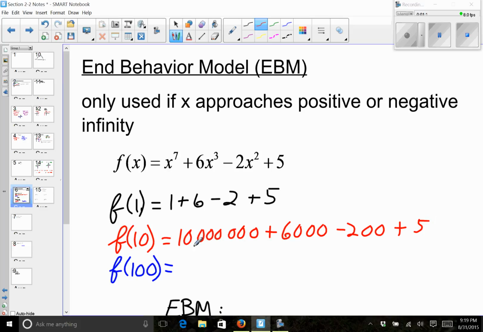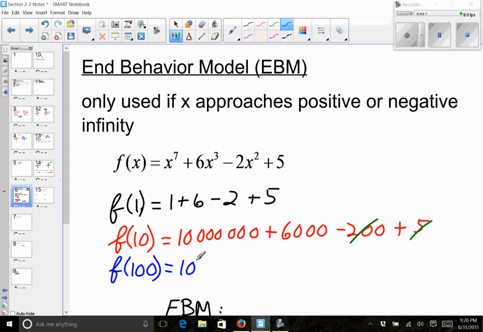Well, at this point, the 10 million is a lot bigger than the 5. That's even a lot bigger than the 200. So we can actually start kind of ignoring those terms. It's kind of debatable whether we could say 10 million is a lot bigger than 6,000. So let's take it out to f of 100.